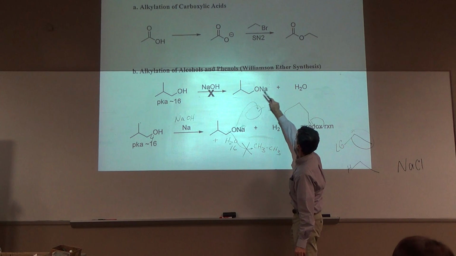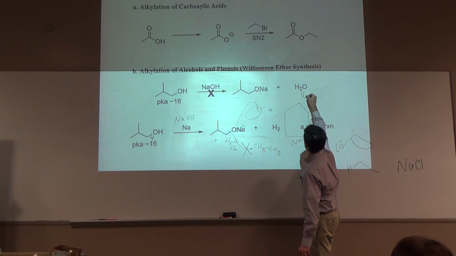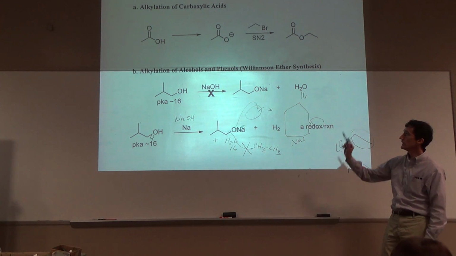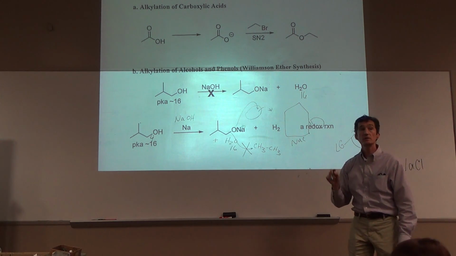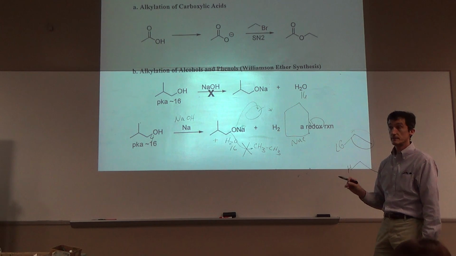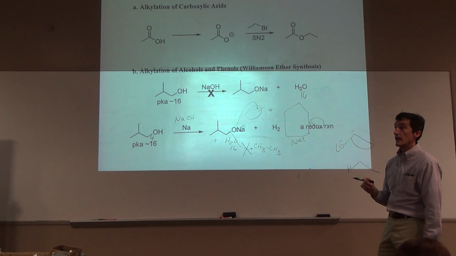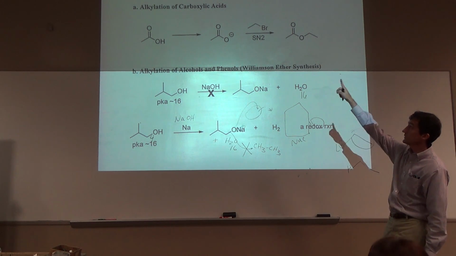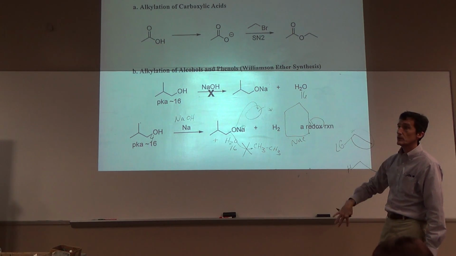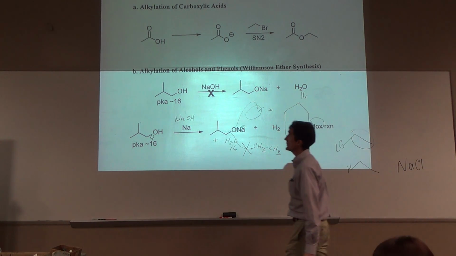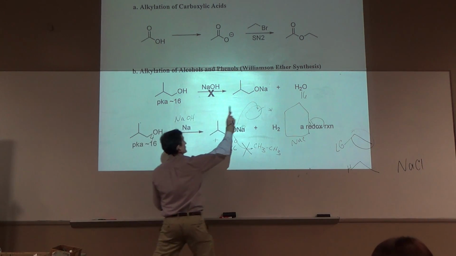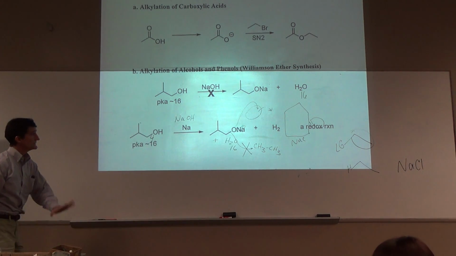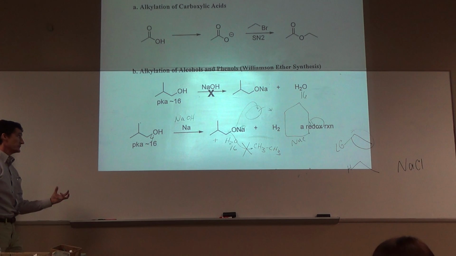So we make the O minus plus water. This is 16. Which side's favored, 16 or 16? Neither, and it doesn't work. Sodium hydroxide is not strong enough to deprotonate an alcohol. Alcohols are not acidic enough. It works with carboxylic acids. You'll see down below it works with phenols, but it doesn't work with a regular alcohol if you're trying to make a non-resonance-stabilized O minus. Instead, you have to use different bases or reagents.